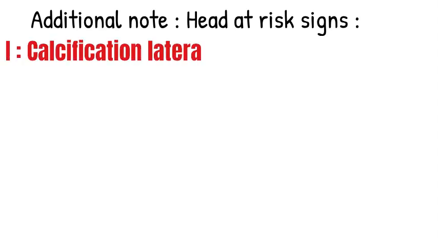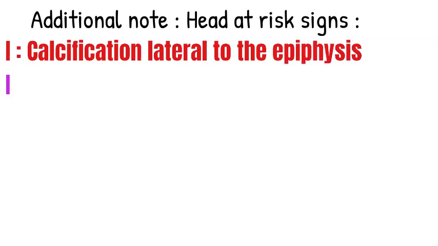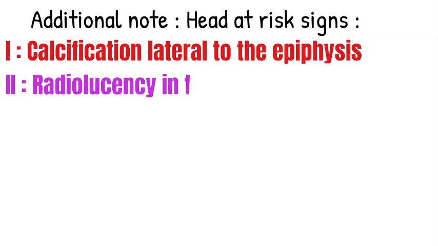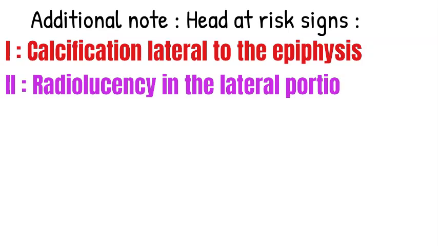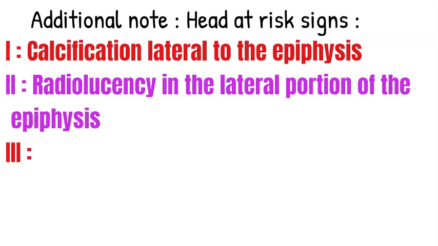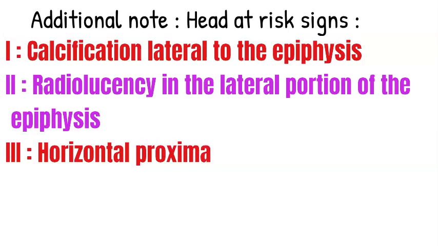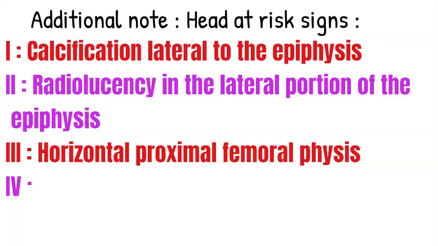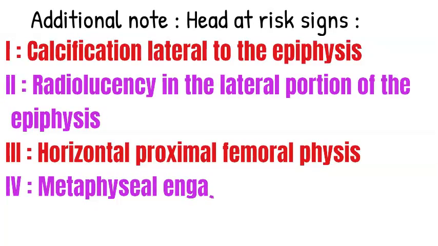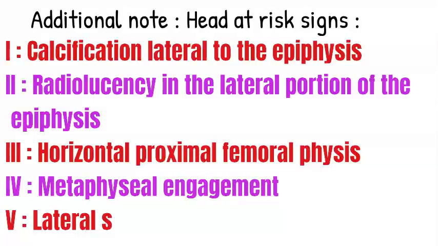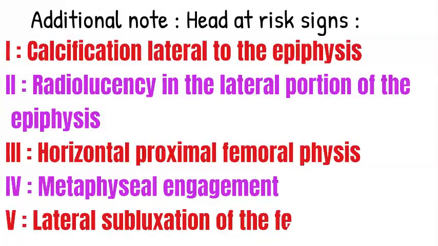Additional notes. What is head at risk sign? Among the common questions being asked during my final exam. 1. Calcification lateral to the epiphysis. 2. Radiolucency in the lateral portion of the epiphysis. 3. Horizontal proximal femoral physis. 4. Metaphyseal engagement. 5. Lateral subluxation of the femoral head.